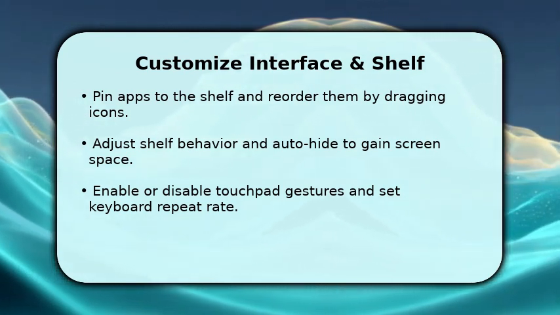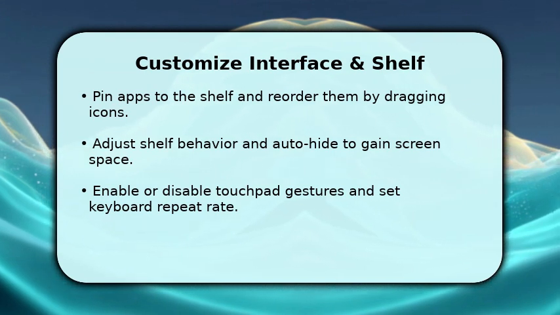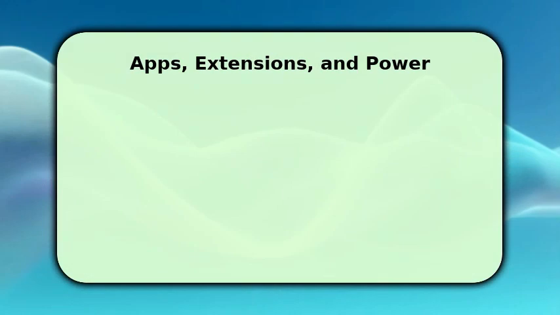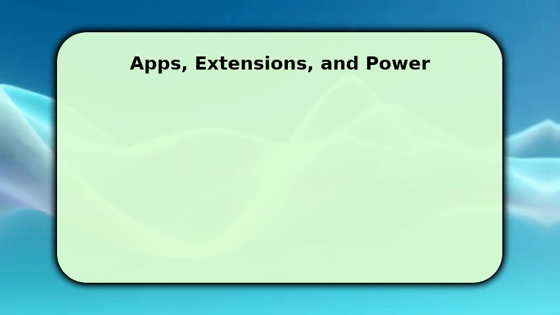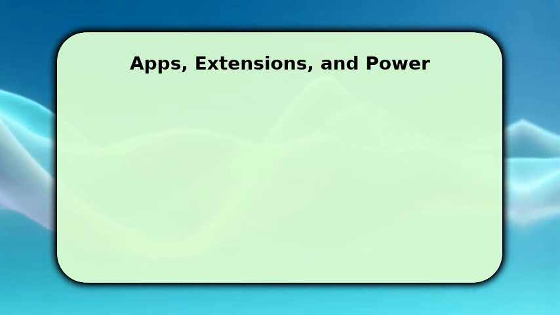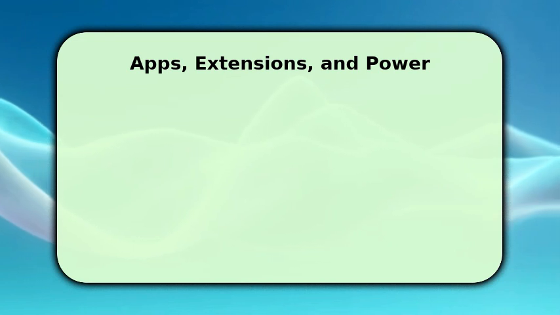Install Chrome extensions and manage permissions from Chrome / extensions to add functionality safely. Use the Play Store to install Android apps and configure app permissions individually. Enable Linux Beta to run developer tools and alternative desktop apps if you need them.